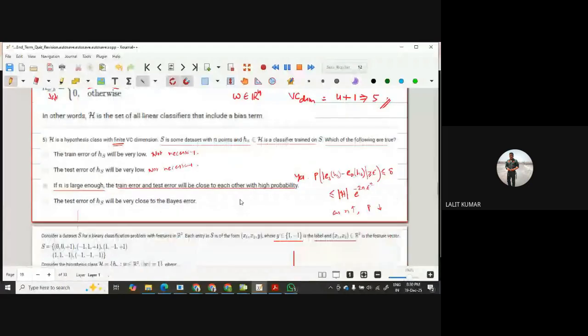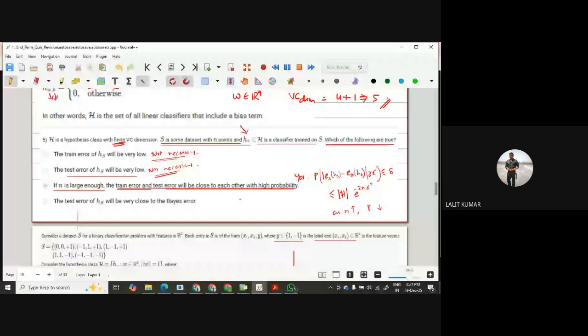Okay. Next one, H is a hypothetical class with finite VC dimension. So this is important. S is some data set with n points, and hS belongs to H is a classifier trained on S. Which of the following are true? So this is for a finite class. The train error of hS will be very low. It is not necessary because we have taken some hS, we don't know. The test error of hS will be very low. It is not necessary. If n is large enough, then the train error and test error will be close to each other with high probability.